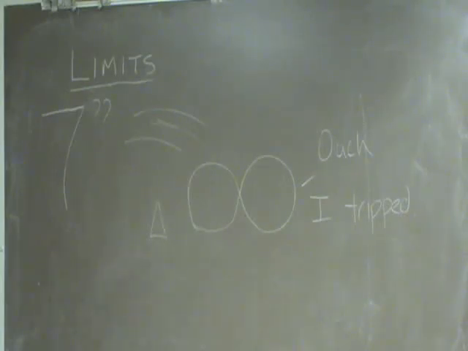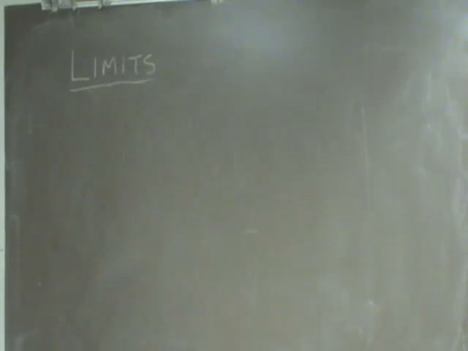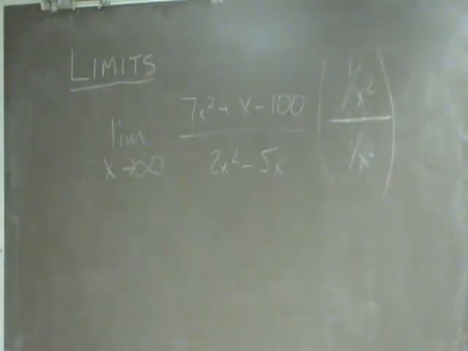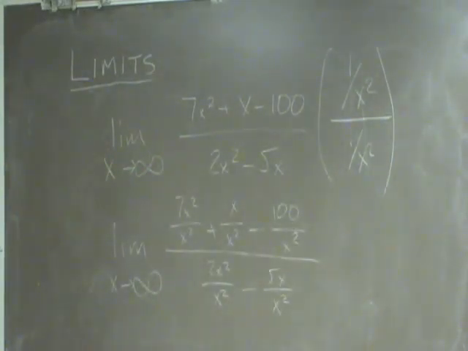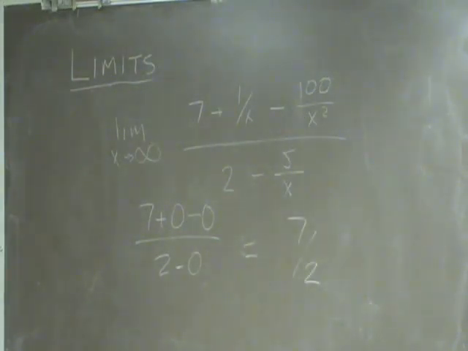Now it is time to work with limits and with infinity. We start by dividing both the numerator and denominator by the largest power of x in the denominator. In this case, it is x squared. After we do this, we get x plus 1 over x minus 100 divided by x squared, all divided by 2 minus 5 over x. We learned previously that any integer divided by x, where x approaches infinity, approaches 0. Therefore, we end up with 7 over 2, which is our answer.